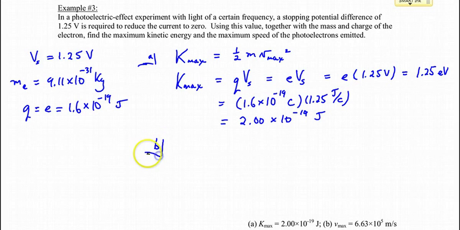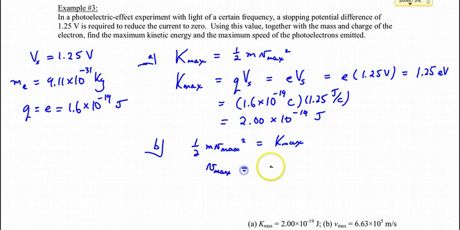We want to find the velocity. Remember, we just earlier stated here that the kinetic energy is equal to 1/2 mv squared. So 1/2 mv squared is equal to this kinetic energy, and we're just going to solve for the maximum velocity, and that would be the square root of twice the maximum kinetic energy, divided by the mass of an electron. And this is the mass of an electron. So let's substitute in here.